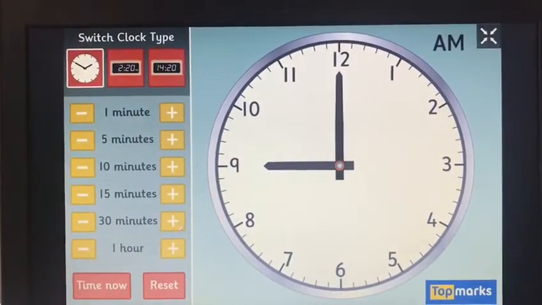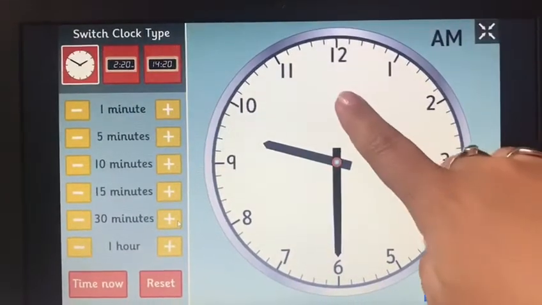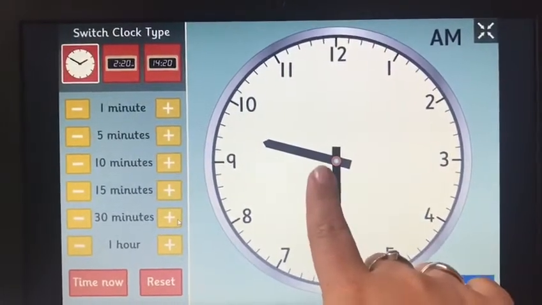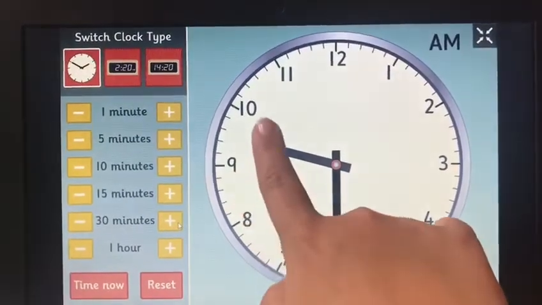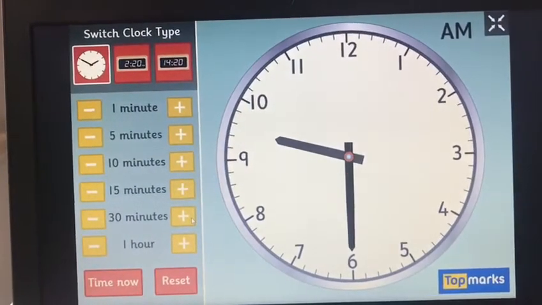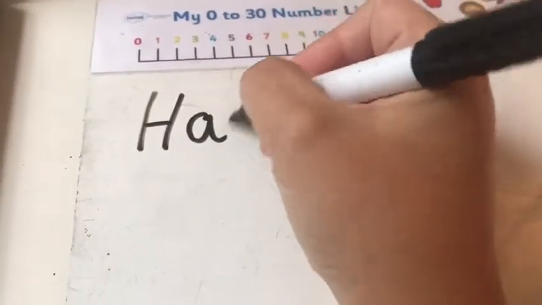Okay, let's do another half turn. Have a look, the minute hand has gone from 12 to 6, which means it's taken a half turn again. The hour hand is on its way from 9 to 10, it's halfway, which means it's, say it with me, 9:30. And we can write that like this. 9:30.